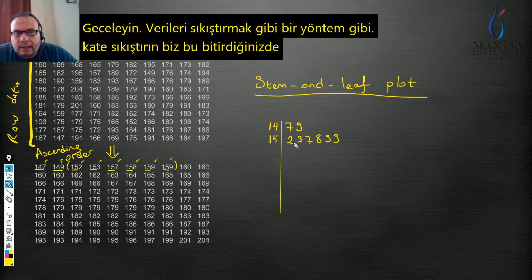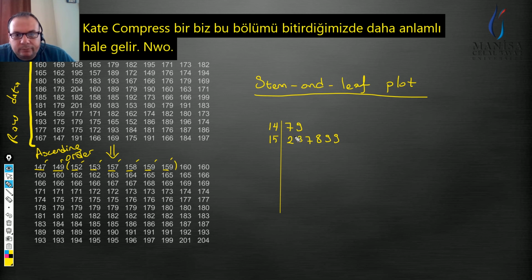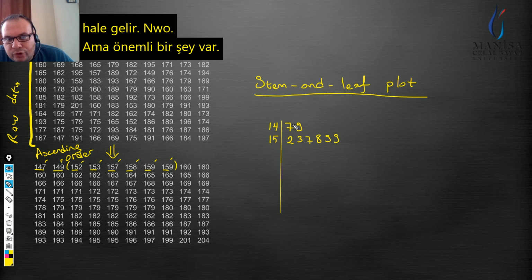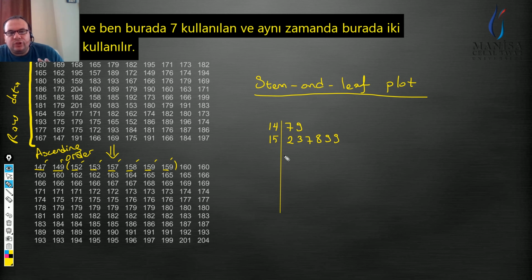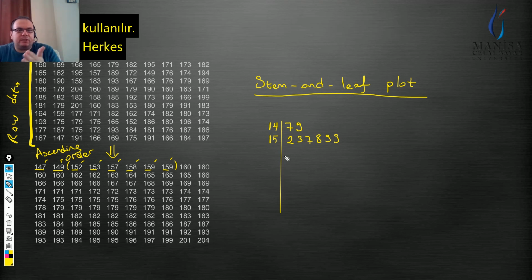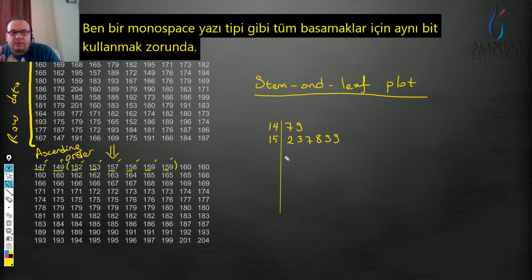Now, there's an important thing. We have to use the same space for all these digits. I used 7 here, and also I used 2 here. I have to use the same width for all the digits, like a monospace font.